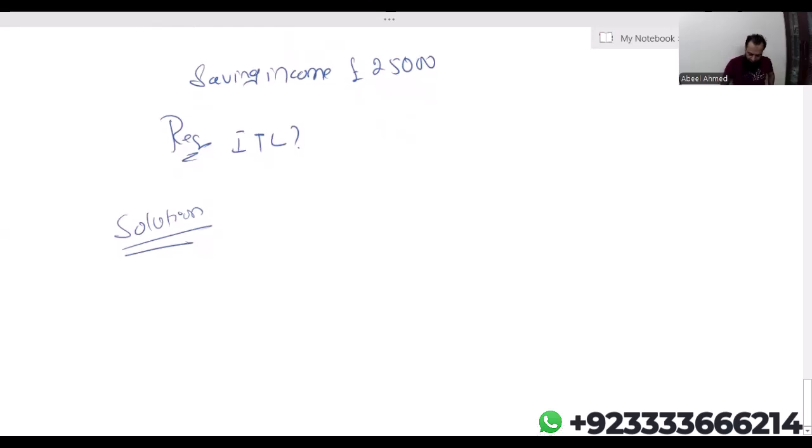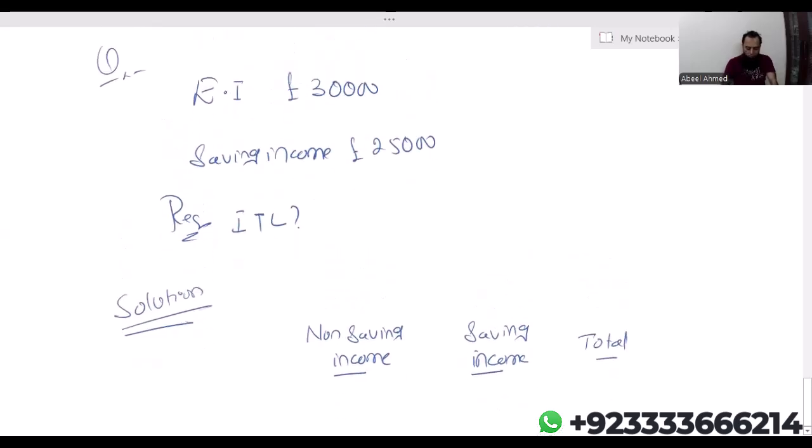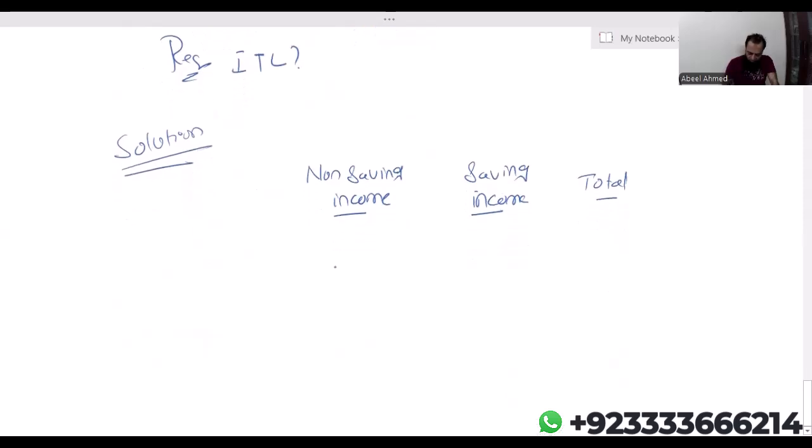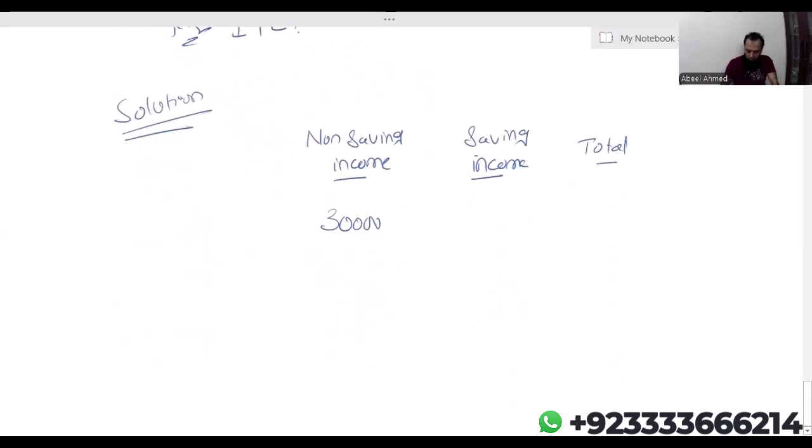We have to make 3 columns. One is non-saving. Then we have saving income. Then we have total. Obviously, employment income is a non-saving income, which is 30,000. Saving income is interest income, 25. The total is 55.